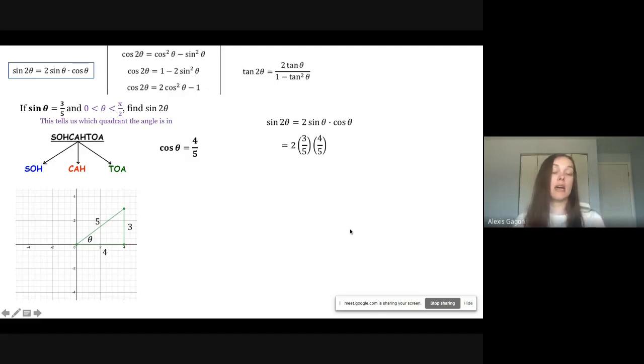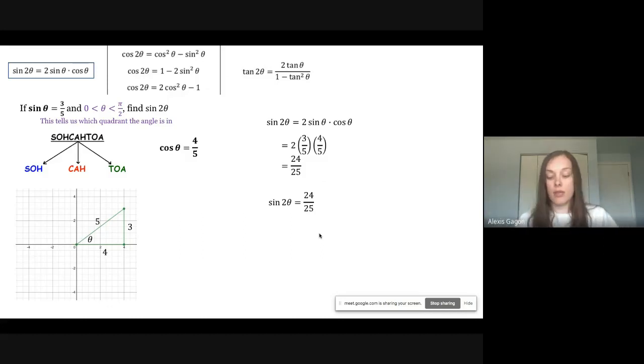And then just multiply this out. I think I just used my calculator. Even if you don't, 3 times 4 is 12, times 2 is 24. So it's going to be 24 on top. 5 times 5 is 25. So that means sine of 2 theta is 24 over 25. And that's it. That's all you're doing here. This gets useful once you get into calculus. Right now, it's just getting the steps down so that when you do see this stuff in calculus, you're able to just do it. Okay.